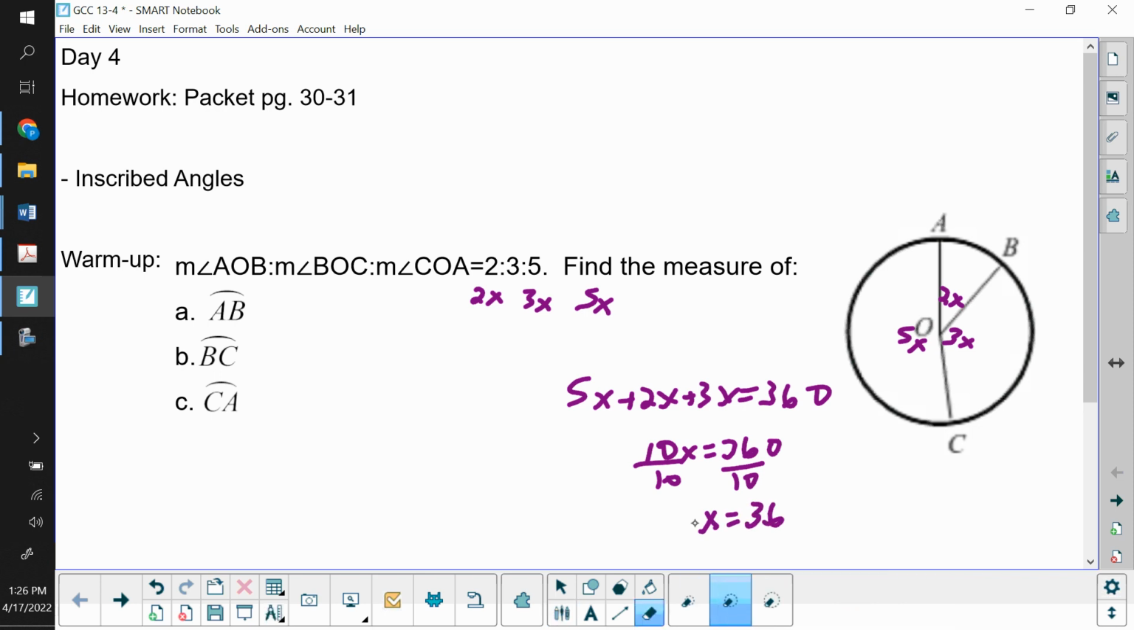So if we fill each of those back in, 2 times 36 is 72. If we did 3 times 36, that's 108. And if we do 5 times 36, that's just 180.